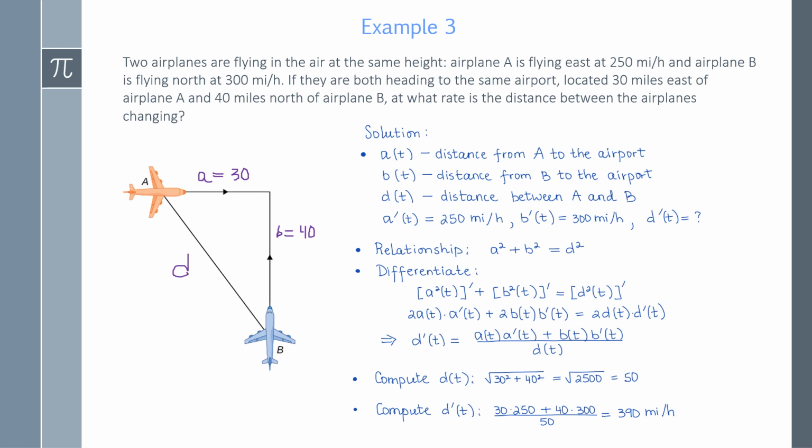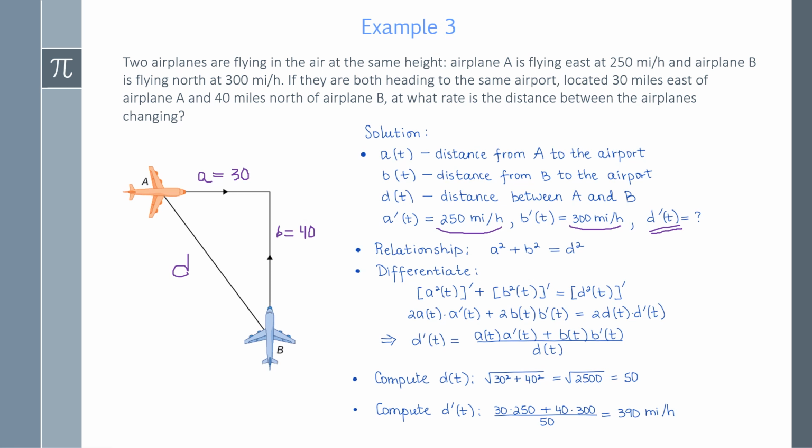Okay. We also have speeds that are given to us. So a prime, that's the speed of the airplane A, 250 miles per hour. b prime, that's the speed of the other plane, 300 miles per hour, and we would like to determine d prime. Okay, so that's my first step, to label everything that I have and also assign the values.